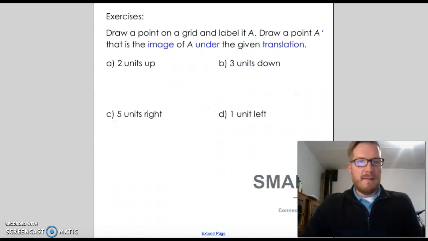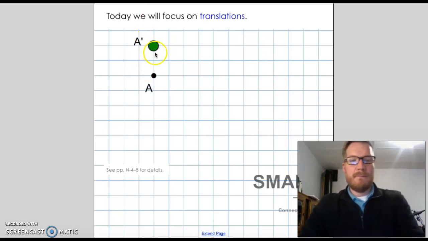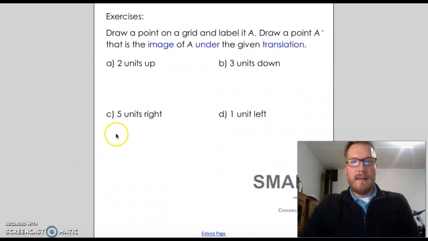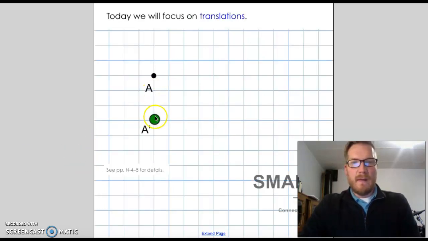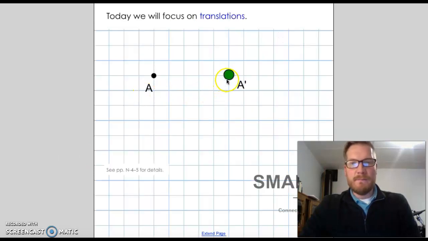The next one said 3 units down. So I would take this point A and I would move it 1, 2, 3 units down, and then my A prime would be down here. Okay, I could move it 5 units to the right. So again, start here, 1, 2, 3, 4, 5 to the right, and so my A prime goes over here. Or I could have 1 unit left. So start here, 1 unit left, and then that becomes my A prime.